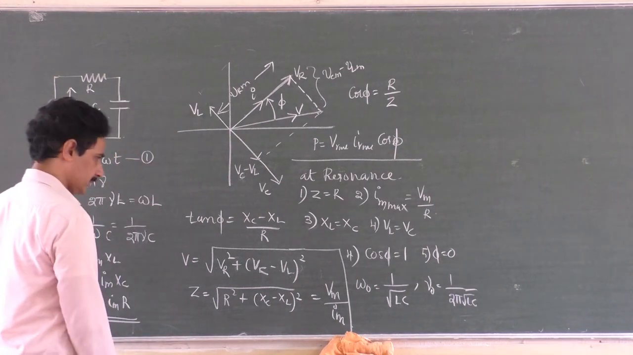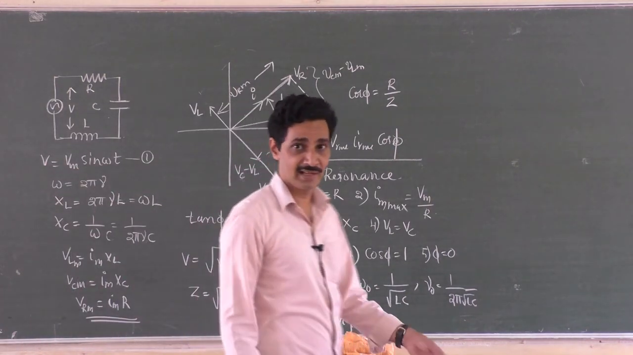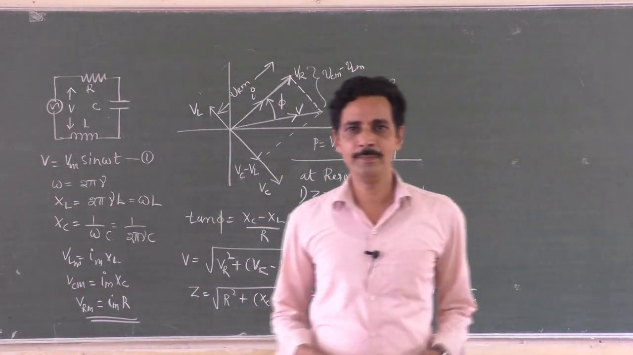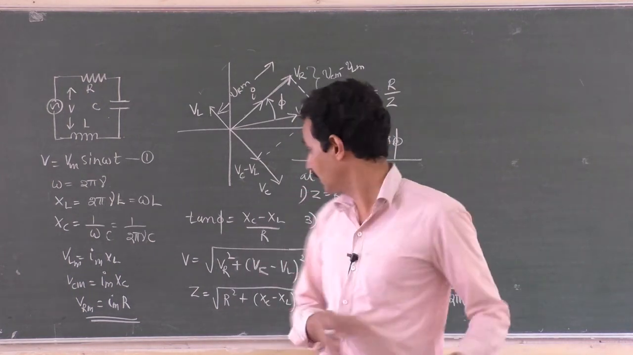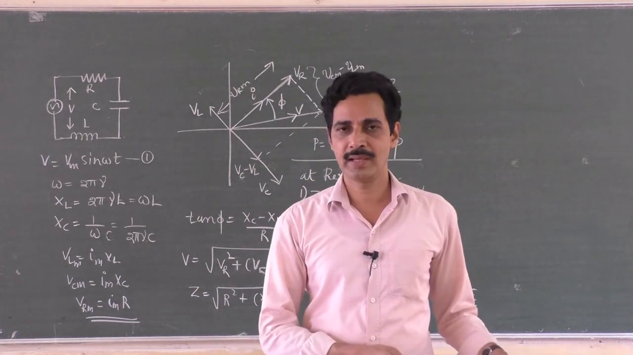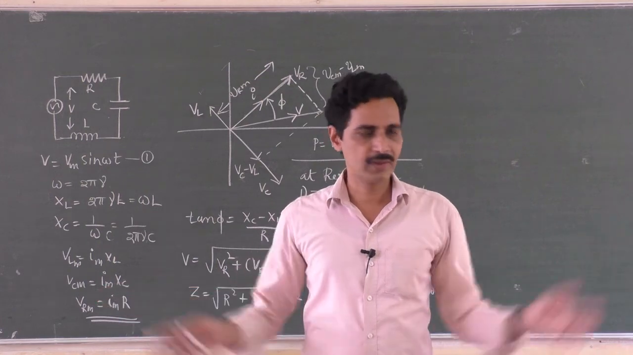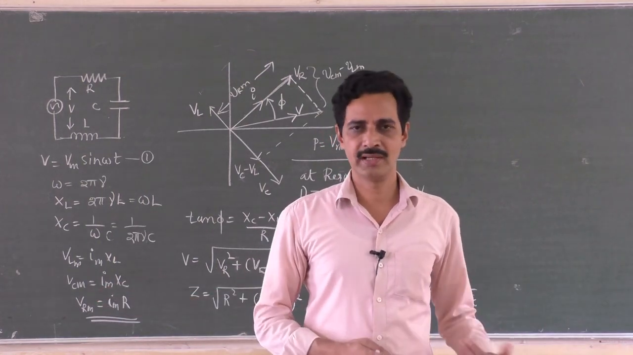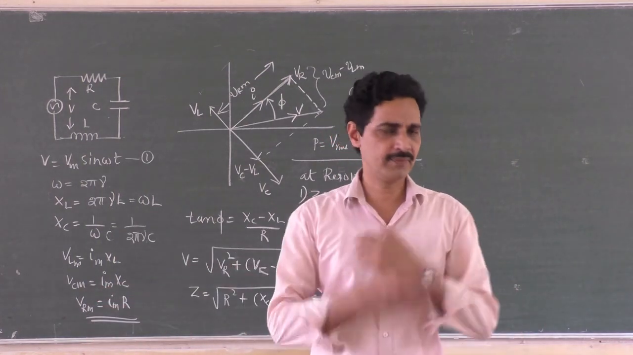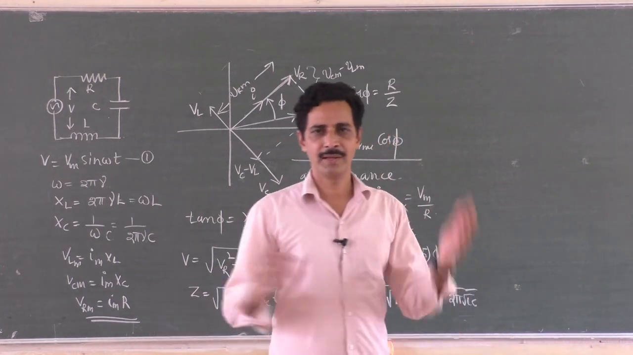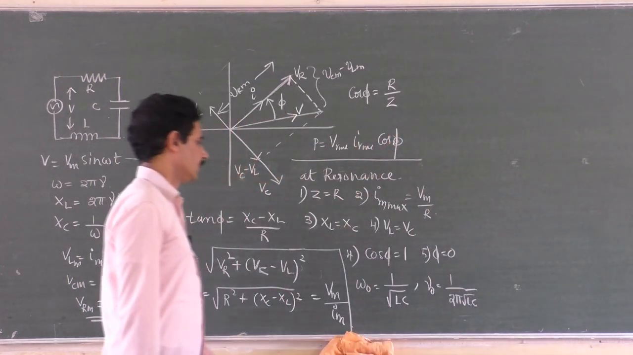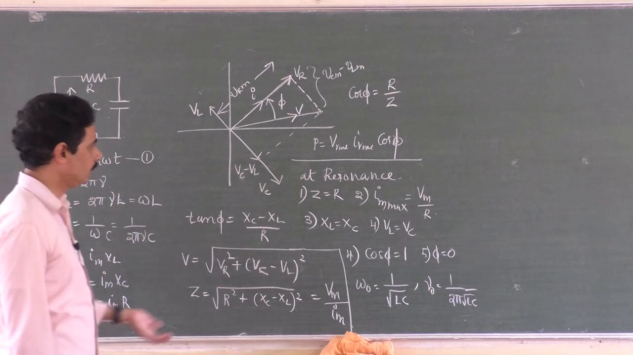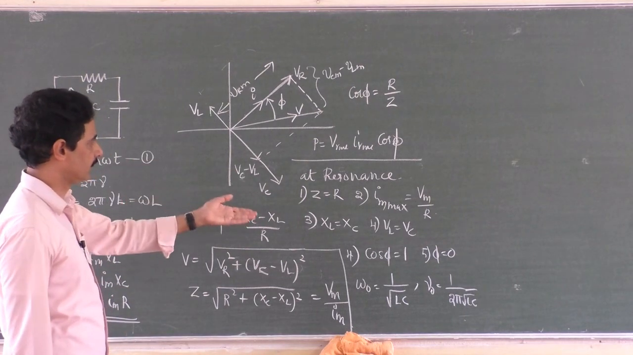See how many formulas you have. Plenty of formulas in a single concept. When you start from purely resistive, purely inductive, and purely capacitive circuits, and you combine all together, starting from purely resistive up to this resonance circuit, everything is common, so you are clubbing everything together. So now this is the final conclusion that we have got.